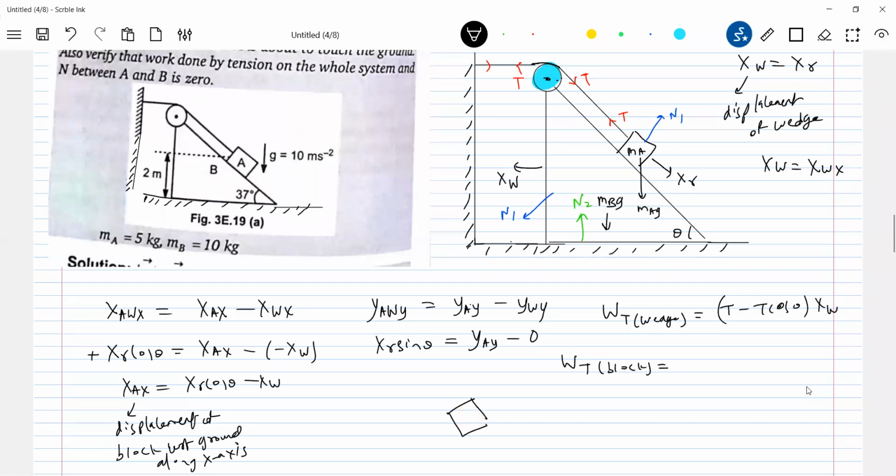There's a block A. The tension is acting here. So resolve this tension into two parts. This will be T cos theta. This will be T sin theta. So T cos theta into XAX. And T sin theta will act perpendicular to that one, opposite to YAY, vertical displacement. So this will be T, symbols, a little bit of confusion.